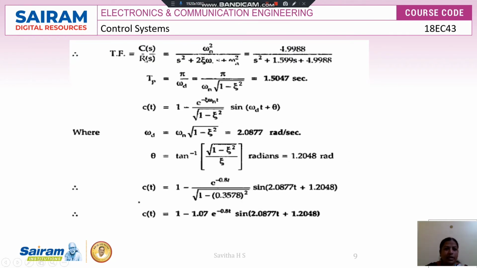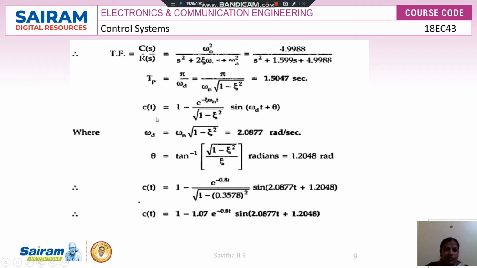So the transfer function is C of s by R of s is equal to omega n square divided by s square plus 2 zeta omega n s plus omega n square. Substitute all the values and I'll get the transfer function. So Tp is equal to pi by omega d, that is pi divided by omega n square root of 1 minus zeta square, and I'll get it as 1.5047 seconds.